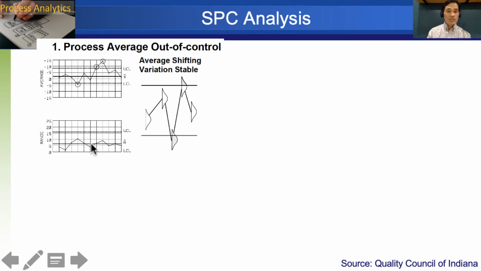And what is interesting is the distribution. The range is in control. However, the mean is going out of bounds, right? So it's moving below and above the control limit. So this is the situation.